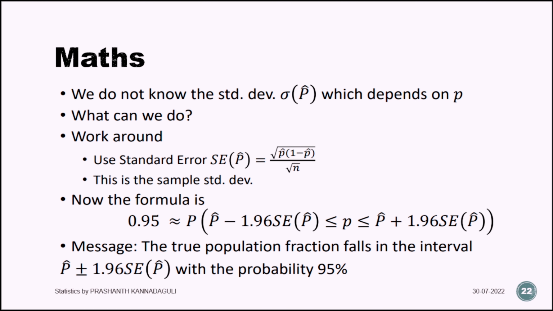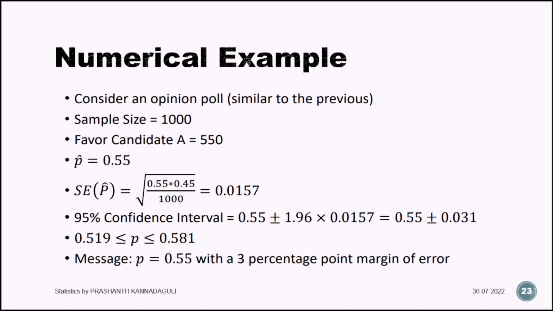Okay, so let's proceed further. Now we'll do a small mathematical example and try to solve it. It's the same problem of getting into the election results, guessing what's going to happen. Consider a sample size of 1000. Sorry, out of 1000 people, whom I tried to contact and talk to about the election.